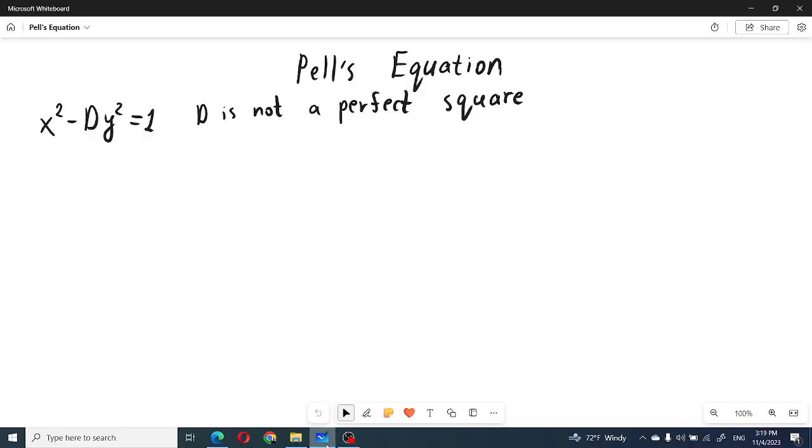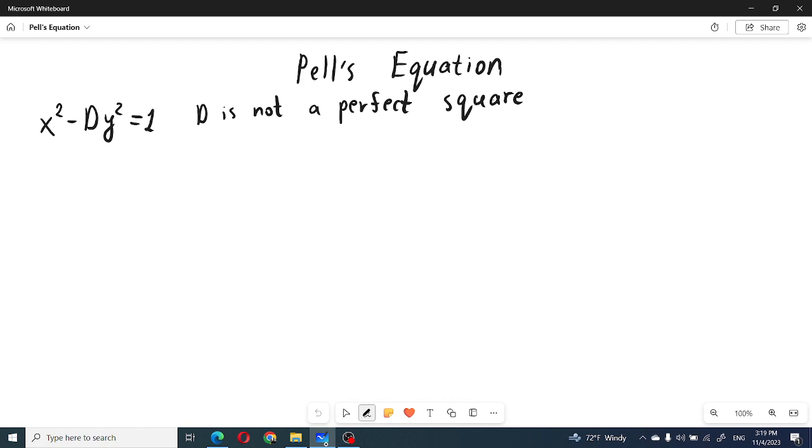Hello, today we will prove that Pell's equation will always have positive integer solutions if d is not a perfect square, where Pell's equation is x squared minus d y squared equals 1. To prove this, we need to use several lemmas.